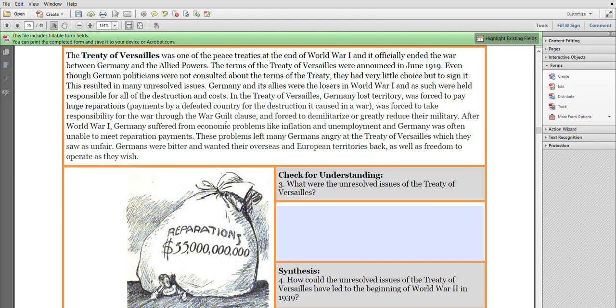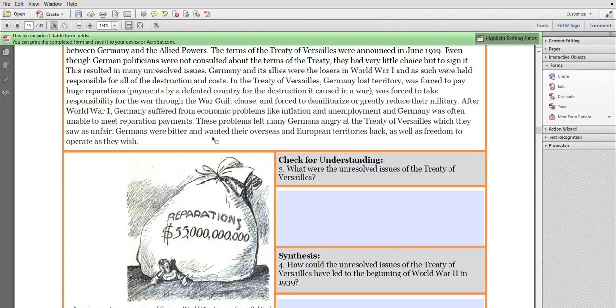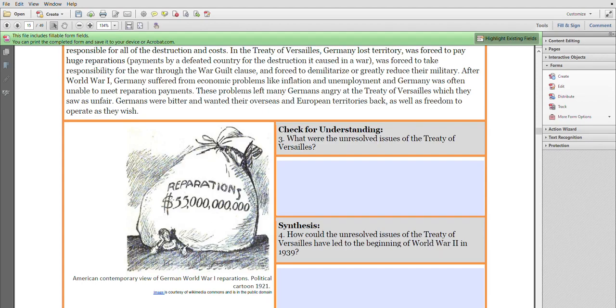After World War I, Germany suffered from economic problems like inflation. This is going to come up later, so pay attention to inflation. And unemployment. And Germany was often unable to meet reparation payments. These problems left many Germans angry at the Treaty of Versailles, which they saw as unfair. Germans were bitter and wanted their overseas and European territories back, as well as freedom to operate as they wished. So you see the reparations here? It's an astronomical number. Okay?